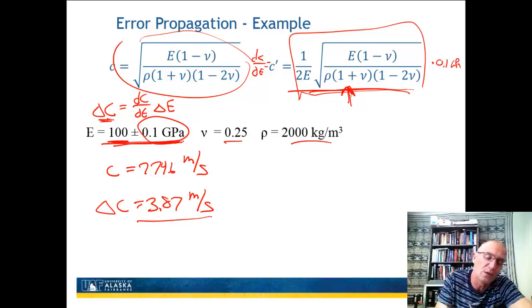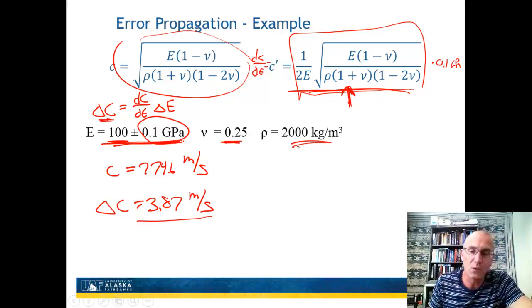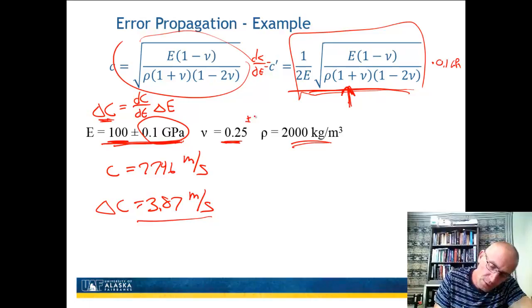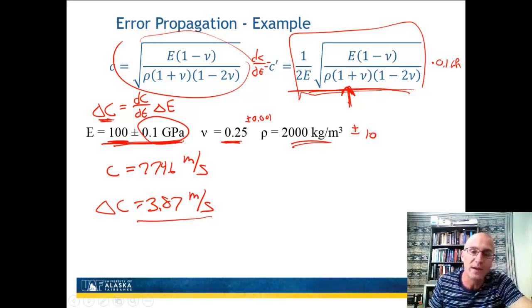But it's not really clear when these equations get complicated. Now, we also assumed that we knew what Poisson's ratio and the density was exactly. Maybe this was plus or minus 0.001, and this was plus or minus maybe 10. We didn't have a very good measuring device. I would just keep adding terms.